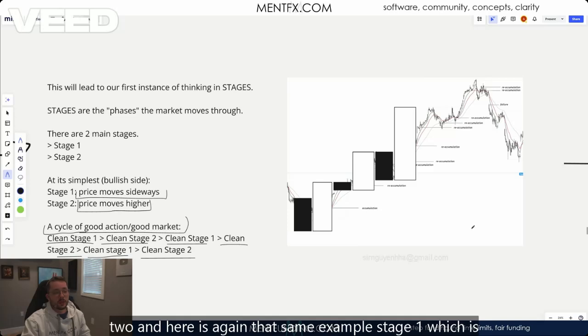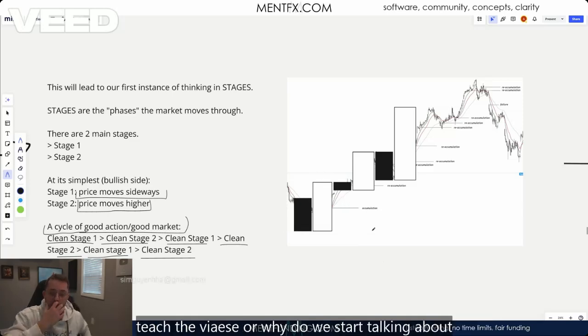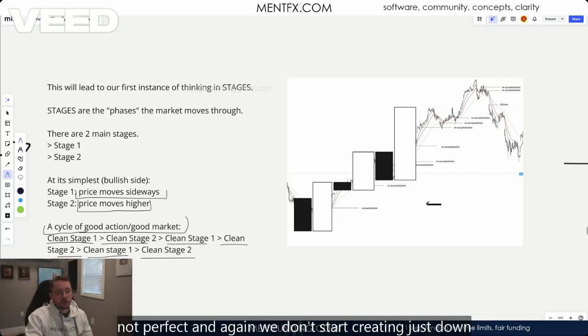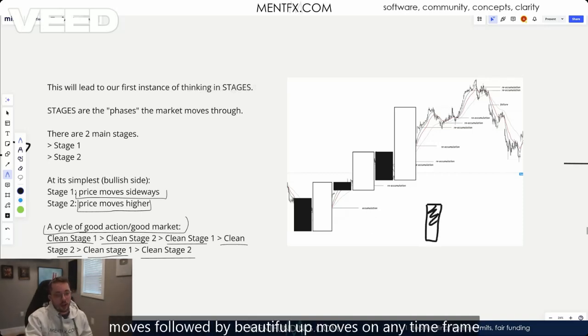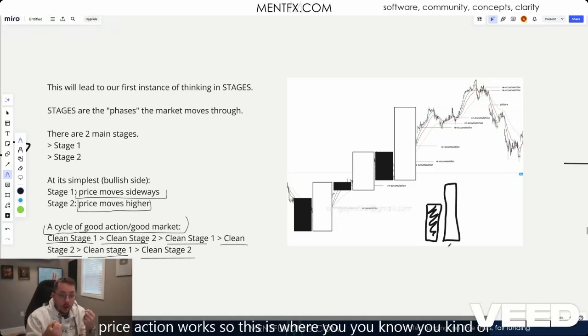And here's again that same example. Stage 1, which is that sideways move, into some stage 2. And again, why do we teach this way or why do we start thinking this way? Well, because the market's not perfect. And again, we don't start creating just down moves followed by beautiful up moves on any time frame because they all happen within different times due to how price action works.